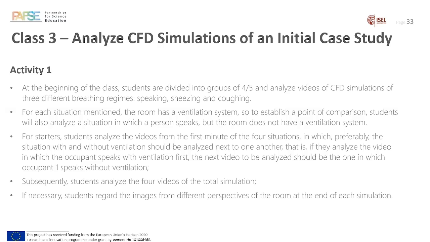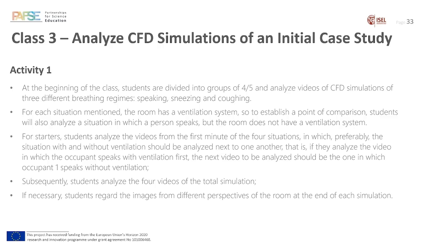So in this activity, at the beginning of the class, students should be divided in groups of 4 to 5 to analyze the videos. For each situation mentioned, the room has a ventilation system, so to establish a point of comparison, students will also analyze a situation in which a person speaks, but the room has no ventilation system. And subsequently, for starters, students analyze the videos from the first minute of the 4 situations: person coughs, sneezes, and speaks with ventilation system, and the person speaks without ventilation system, in which preferably the situations with and without ventilation should be analyzed next to one another.